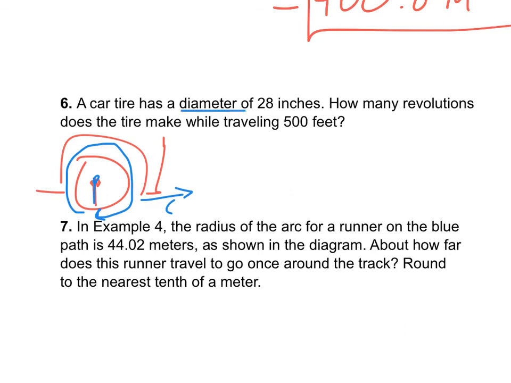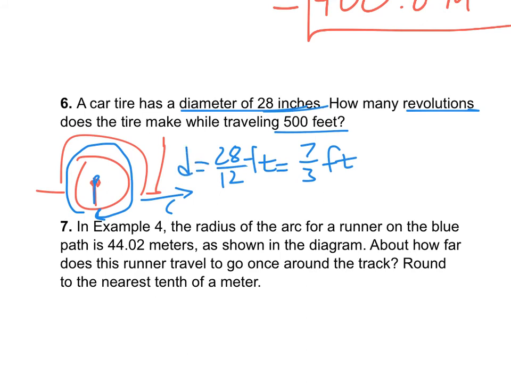So we have a car tire that has a diameter of 28 inches. The question is how many revolutions we'll need to take it 500 feet. First thing we want to do is convert this to feet. So 28 inches divided by 12 is going to give us feet. Simplifying that, 4 goes into both, that's 7/3 feet. So we'll use that as our radius. Nope, diameter. So 7/3 of a foot.